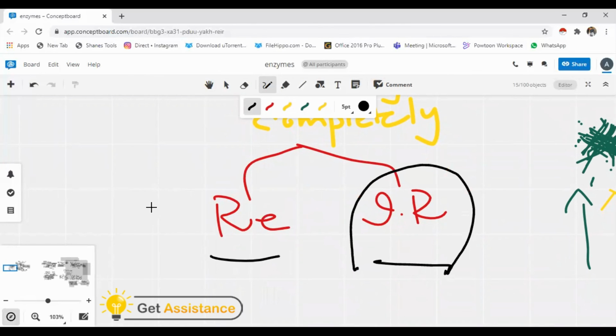Irreversible inhibitors are the type that cannot be reversed. If it is on the active site, it can never be undone. But a reversible one can be undone by giving some kind of medicines or some kind of surgeries, you can say.